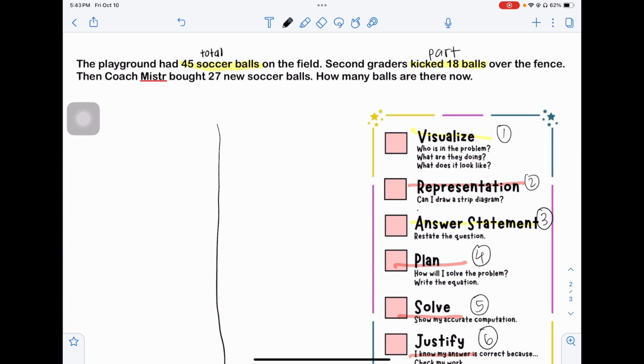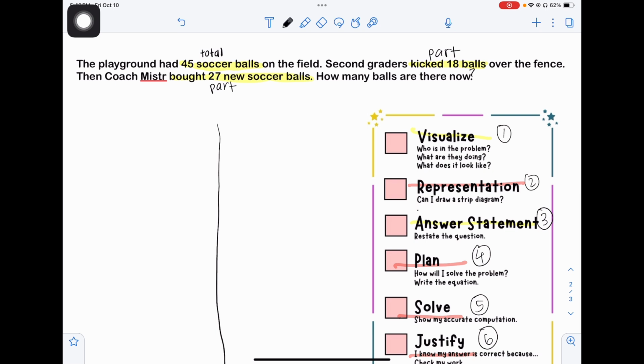Okay. Then Coach Meester, so nice of him, bought 27 new soccer balls. So now we're adding 27 new soccer balls. So that's another part. How many balls are there now? Okay. So we had some that went away. Then he bought some more. So we are looking at a two-step problem.